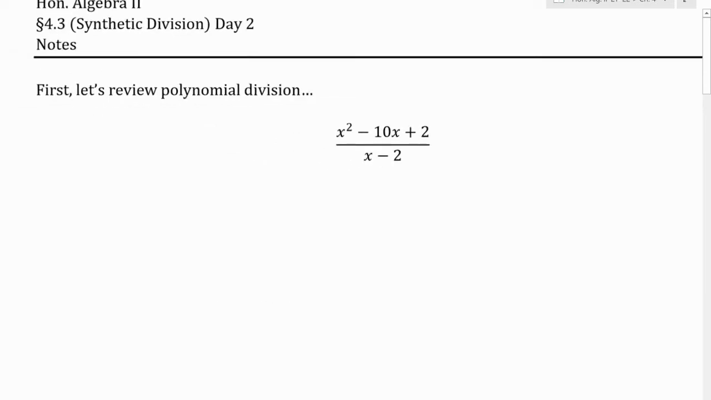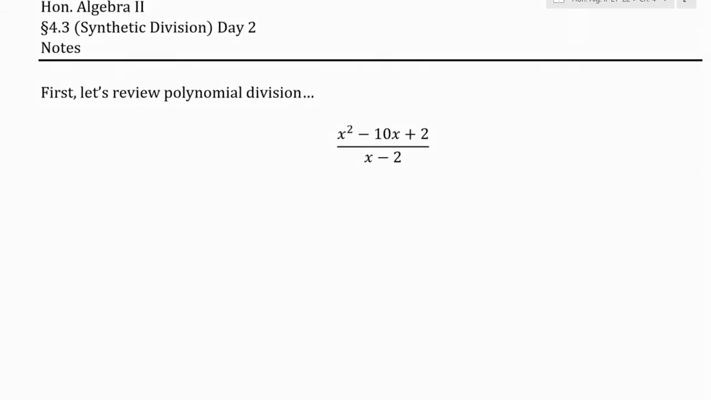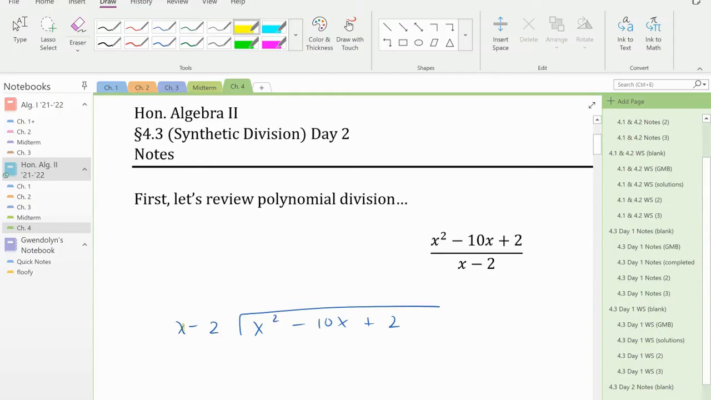Alrighty, so first thing we're going to do is review long division using polynomials like we did yesterday. Okay, so there's our problem. Remember, we look at, get the highlighter. Look at that leading term.